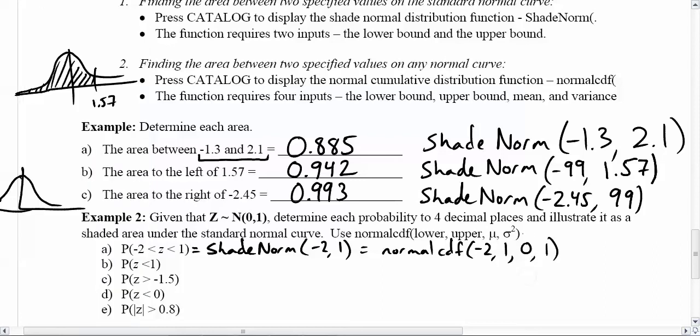So the 0 represents the mean of a normal curve, and the 1 represents the standard deviation squared. So you'll always have to put in the 0 and 1 with the normal CDF. That's written right here. You'll always have to put those in. The shade, that's what's nice about the shade normal. You only have to put in 2 numbers.